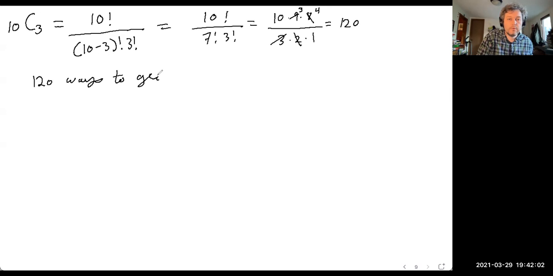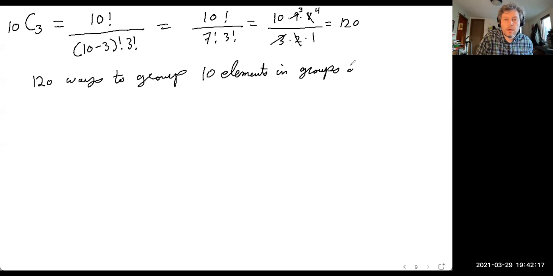So there's 120 ways to group, let's say, 10 elements in groups of 3. Let's make sure: I have 10 things. How many groups of 3 can I make? There's 120 ways to do that. That's what we just said. So combination has to do with groups. There are 10 items, and you're making groups of 3. I claim there are 120 ways to do that.